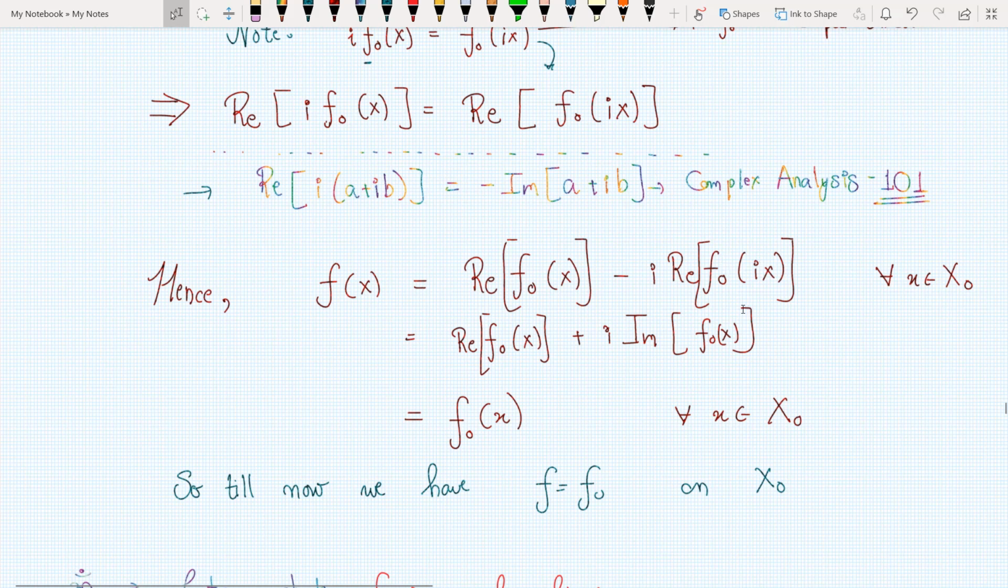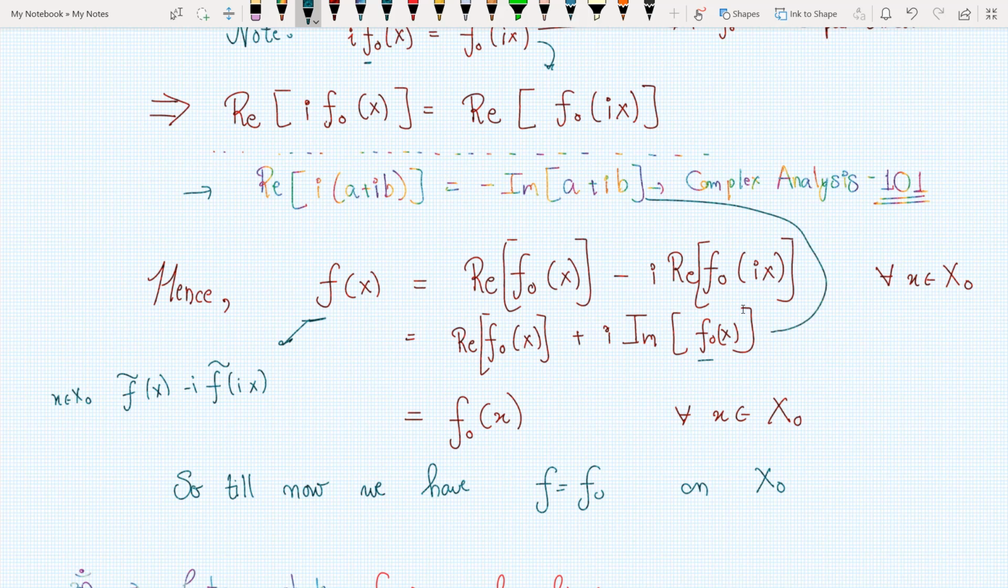I did not do anything till now. I just substituted the definitions. I defined f of x to be f tilde x minus iota times f tilde iota x. I defined it this way. And now for x belonging to x naught, I can write this definition. Okay. Now I know from this part that the real part of this quantity is nothing but minus the imaginary part of this quantity, as from here you can see. So the transition from this to this requires this part. Now I know again that my f of x is equal to the real part of f naught x plus iota times the imaginary part of f naught x, which is equal to f naught x, now for every value of x belonging to x naught.